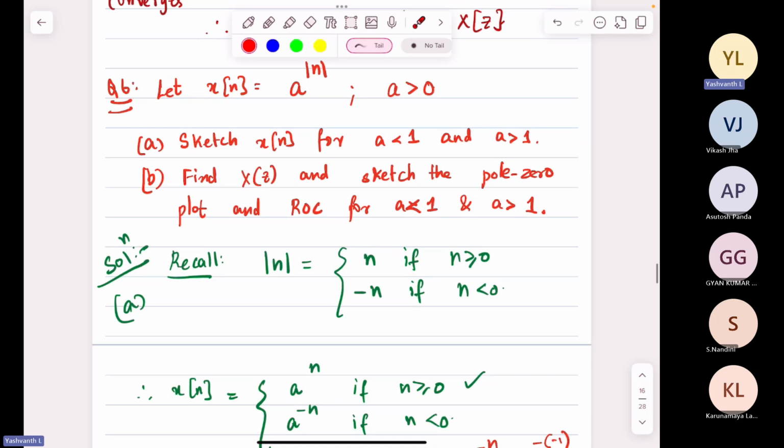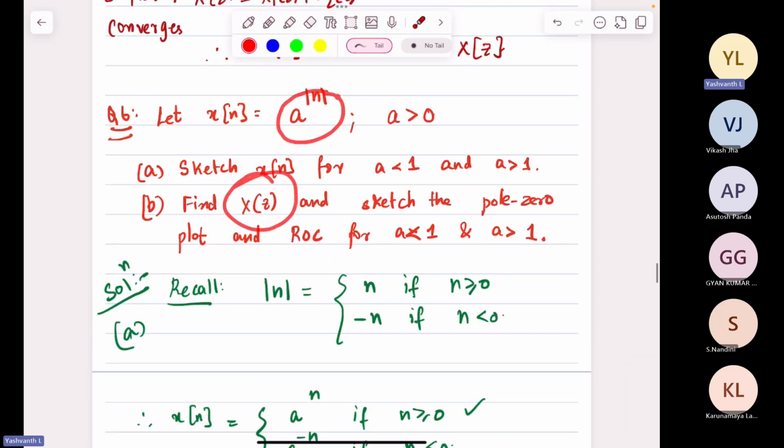The second question is: find X of z for this x of n and sketch the pole-zero plot and ROC when a is less than 1, case 1, and when a is greater than 1, case 2.